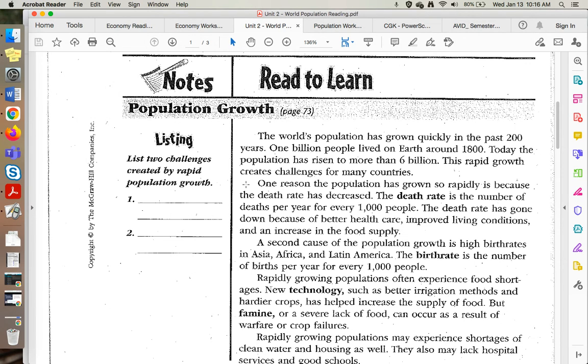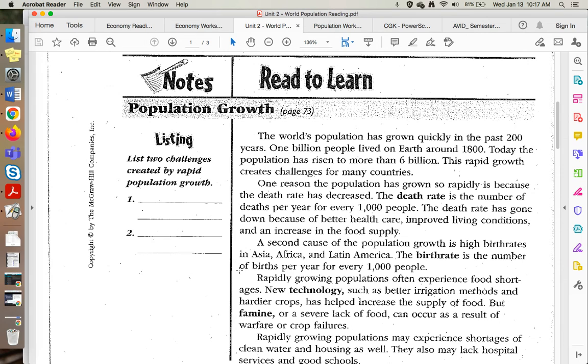One reason the population has grown so rapidly is because the death rate has decreased. The death rate is the number of deaths per year for every 1,000 people. The death rate has gone down because of better healthcare, improved living conditions, and an increase in food supply. A second cause for population growth is high birth rates in Asia, Africa, and Latin America. The birth rate is the number of births per year for every 1,000 people.